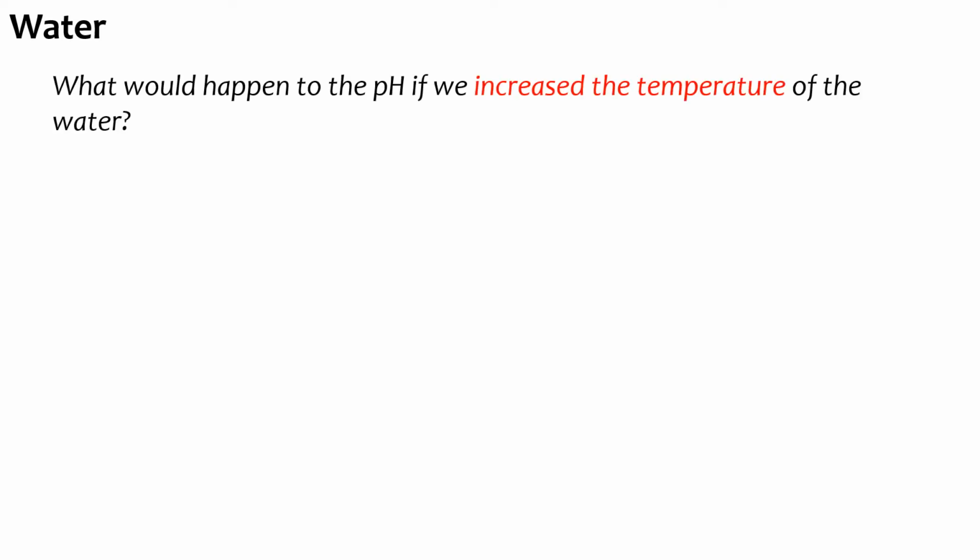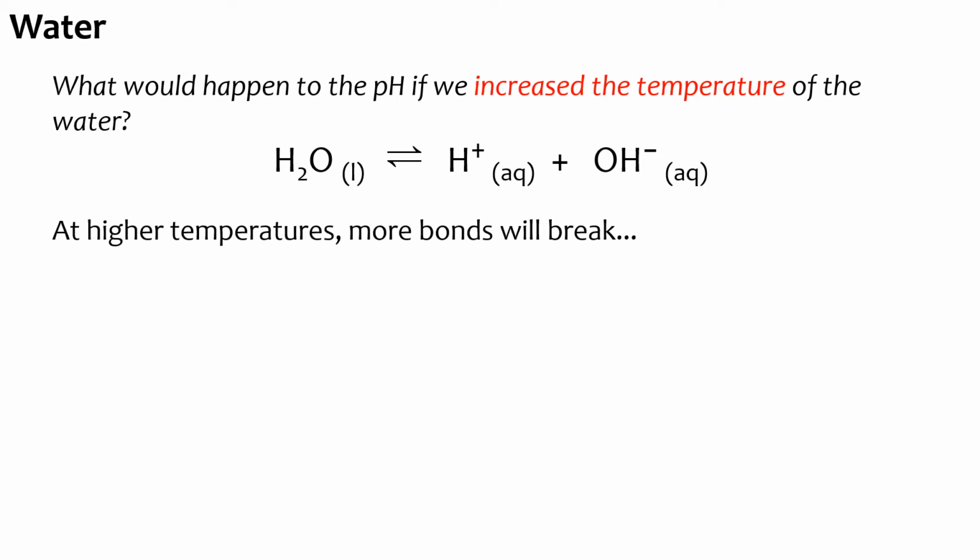So have a think. What would happen to the pH if we increased the temperature of the water? Would the pH go up or down when we increase the temperature? And again, we are thinking about this equilibrium. Now what we're doing here is we're breaking bonds. And at higher temperatures, more bonds will break.